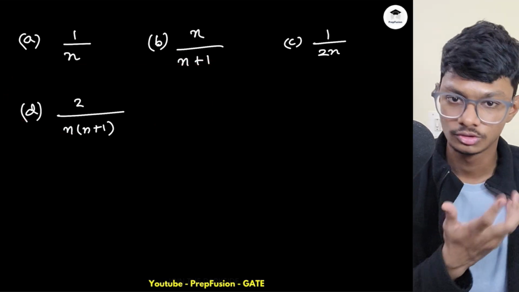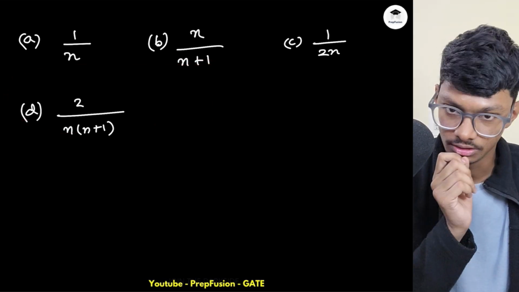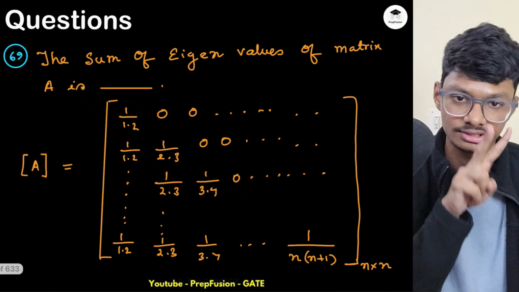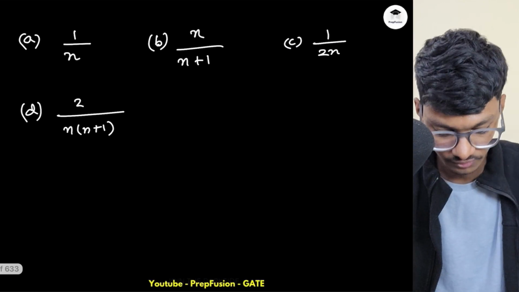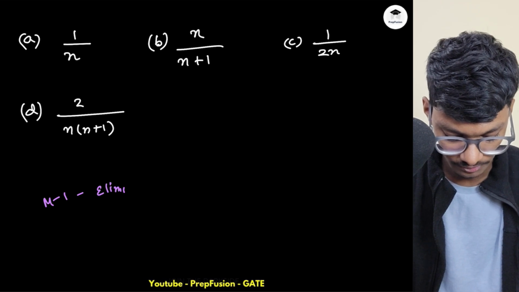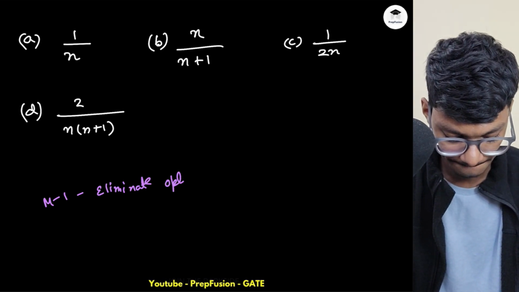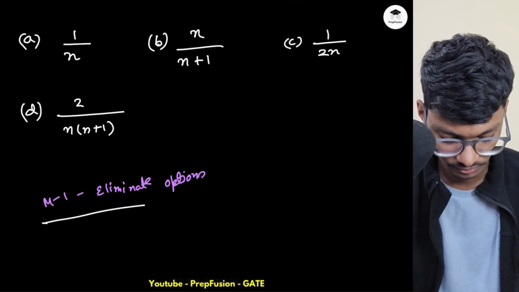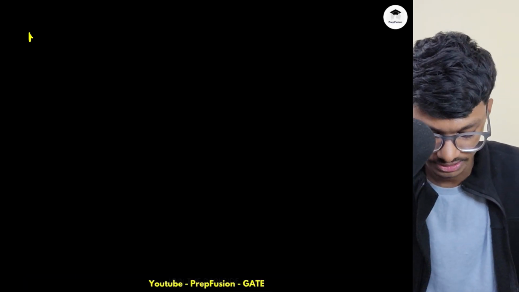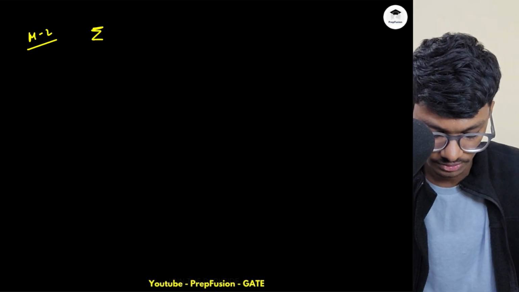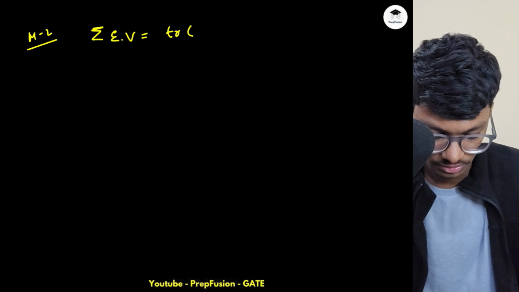So you can use two methods. You can eliminate the options. You can pick n equals 2, n equals 3, and for smaller numbers you check the sum of those numbers, that you can do. Okay, so method 1 is eliminate options. I am not doing it. And what is method 2? Method 2 is the basics. What we know is that the sum of eigenvalues equals the trace of A.